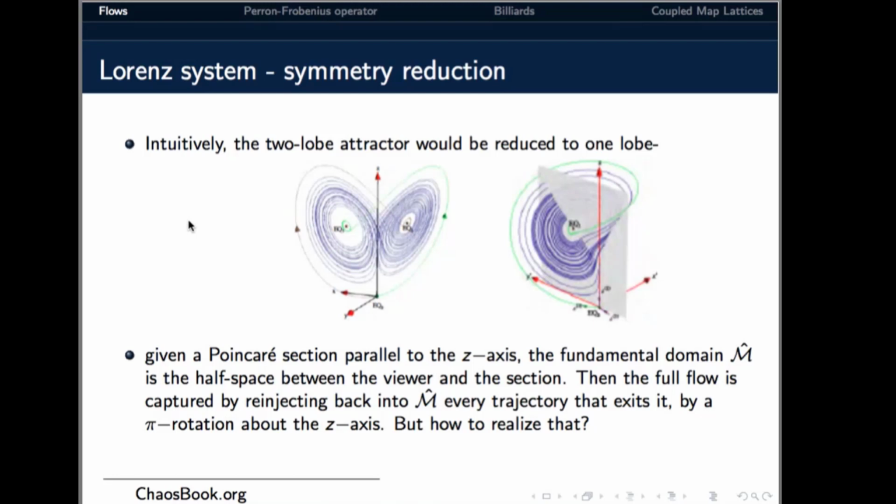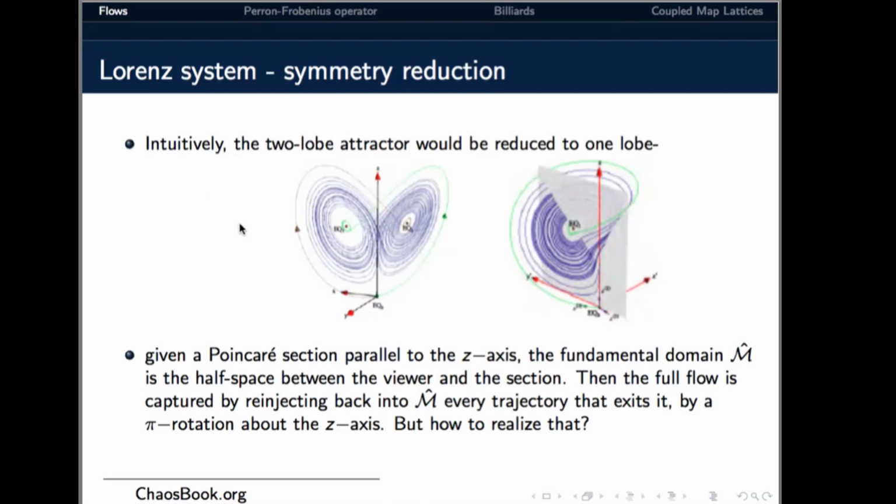which is the plane you see vertically that intersects the z-axis, the fundamental domain M would be the half space between the viewer and the section. The full flow would then be captured by reinjecting into the fundamental domain every trajectory that exits it, by making a rotation about the z-axis.